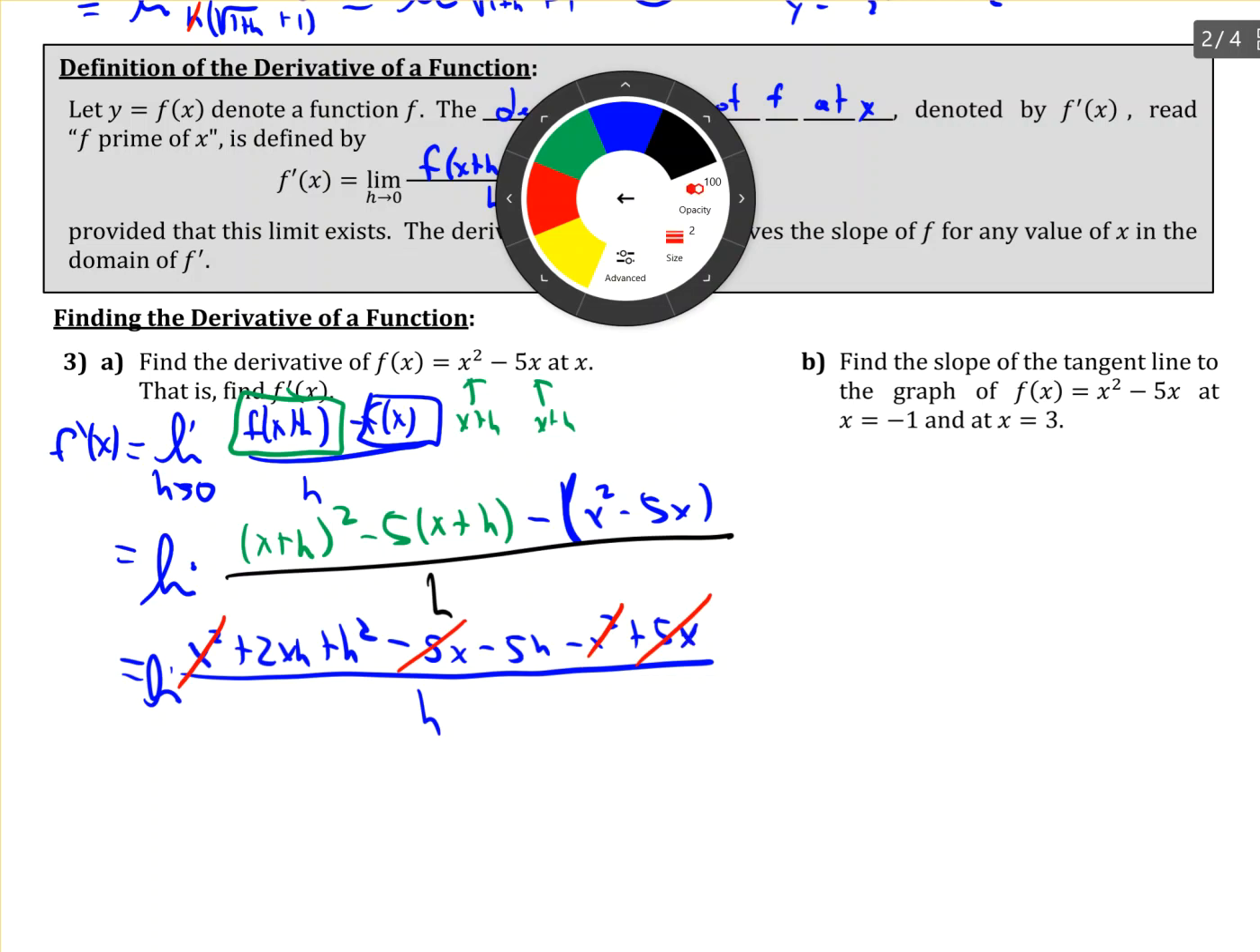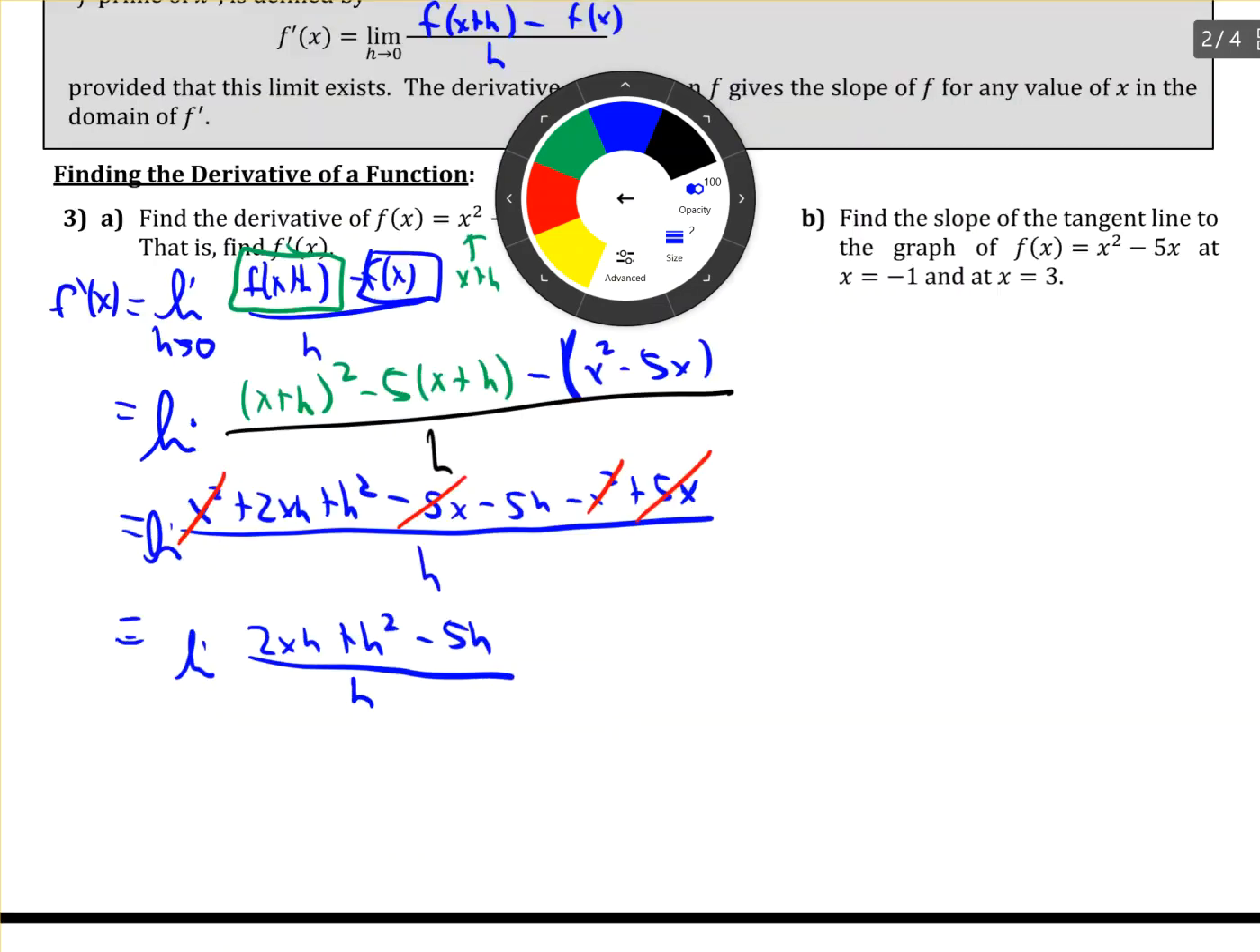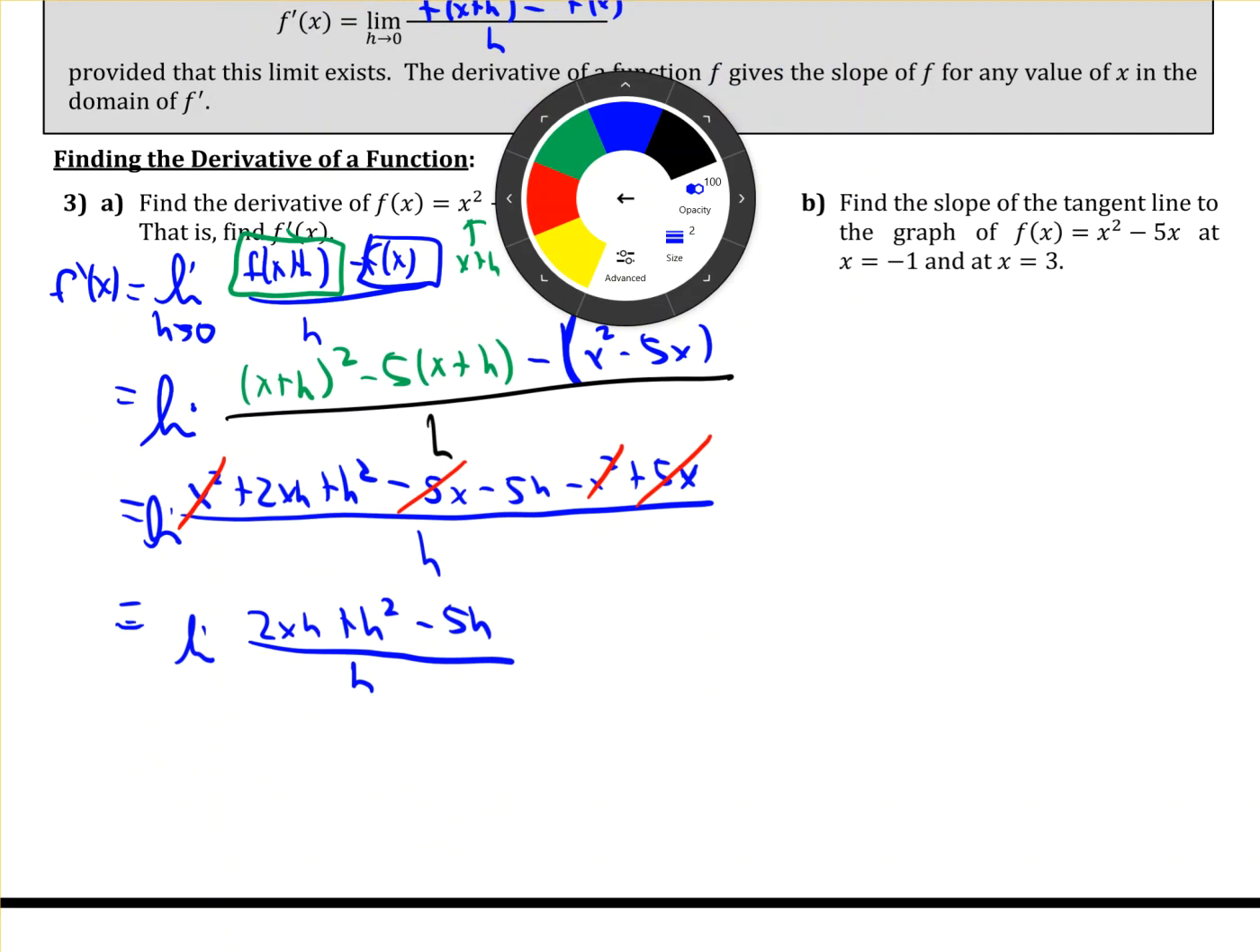And so now I've got equals the limit of 2xh plus h squared minus 5h over h. If I've done this right, everything should have an h, and I should be able to cancel an h from everything. So let's go ahead and do that. We've got an h everywhere, so let's cancel one h from everything. And so I end up with the limit of 2x plus h minus 5.